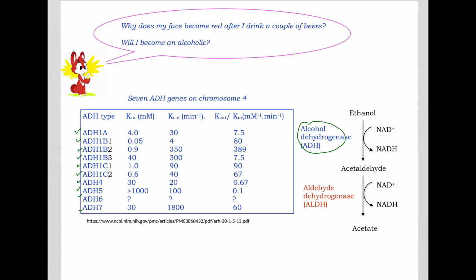The enzyme kinetics of these enzymes have been studied, and you can see the Km varies quite a lot between the different forms, as well as the Kcat. If we divide Kcat by the Km, we can find the efficiency of the enzyme, and that too varies quite a bit between one type of alcohol dehydrogenase and another type of alcohol dehydrogenase.